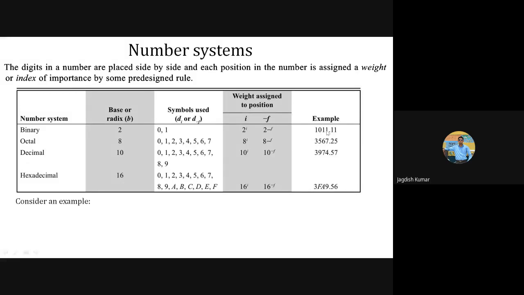So the weight for first digit here is 1. The weight for second digit is 2. Isn't it? 2 raised to the power 1 is 2. Weight for third digit is 4. Weight for this digit is 8. So weights are like 1, 2, 4 and 8. That is how we define weight for binary number system.